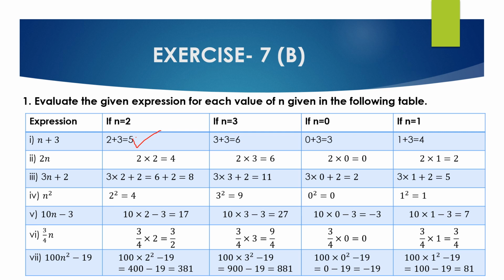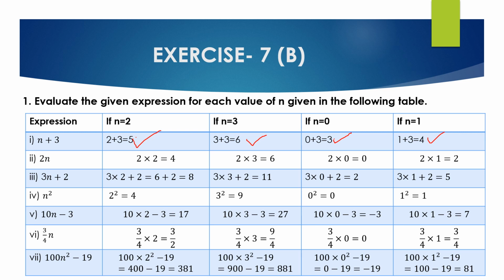When n equals 3, we substitute n equals 3 in the expression. N is 3, 3 plus 3 is 6. The value of the expression when n equals 3 is 6. If n equals 0, substitute n equals 0 in the expression, we get 0 plus 3 is 3. The value of the expression when n equals 0 is 3. If n equals 1, substitute n equals 1 in the expression, we get 1 plus 3 is 4. 4 is the value of the expression when n equals 1.